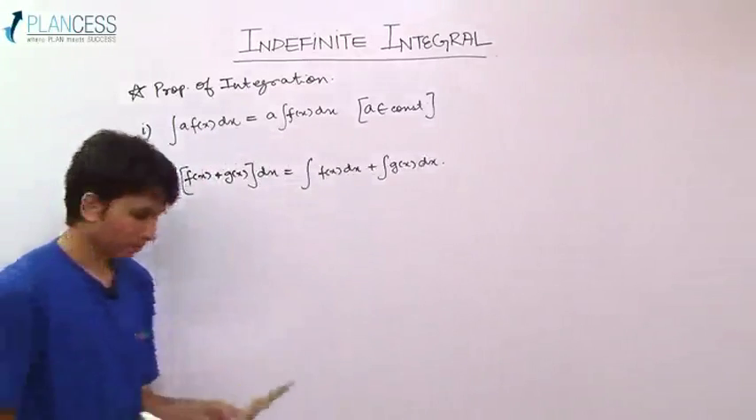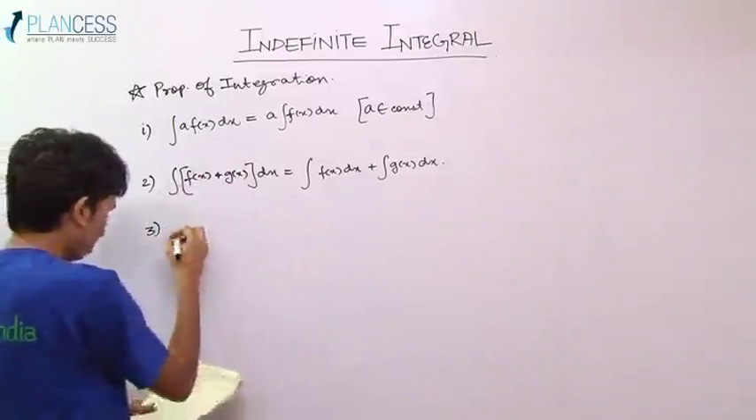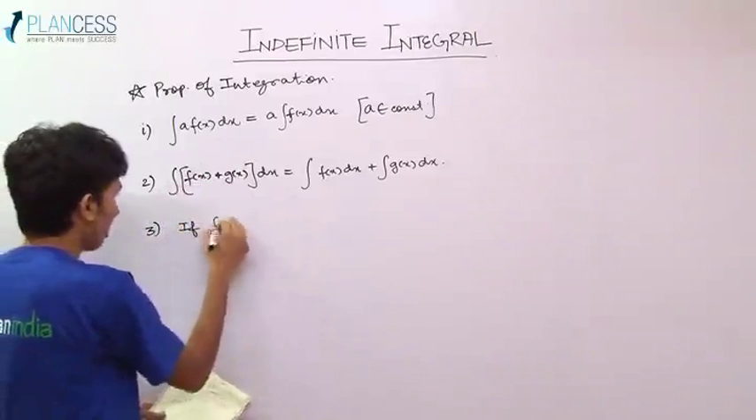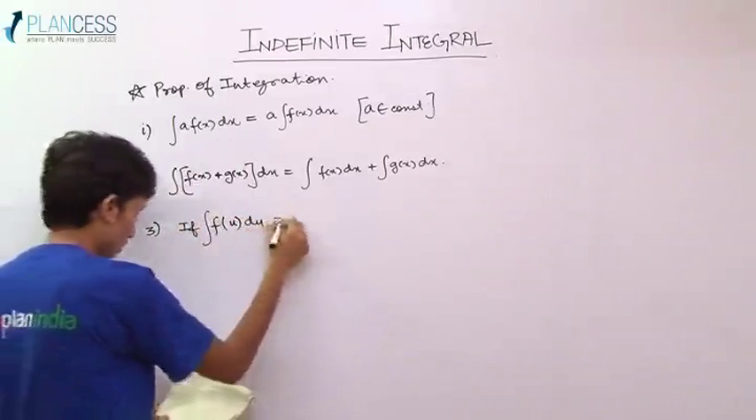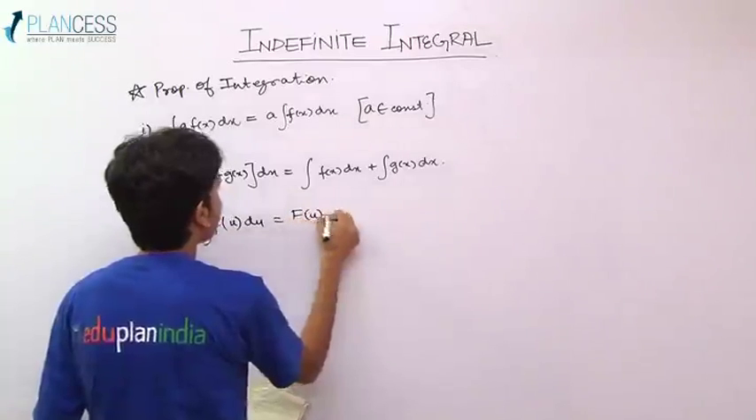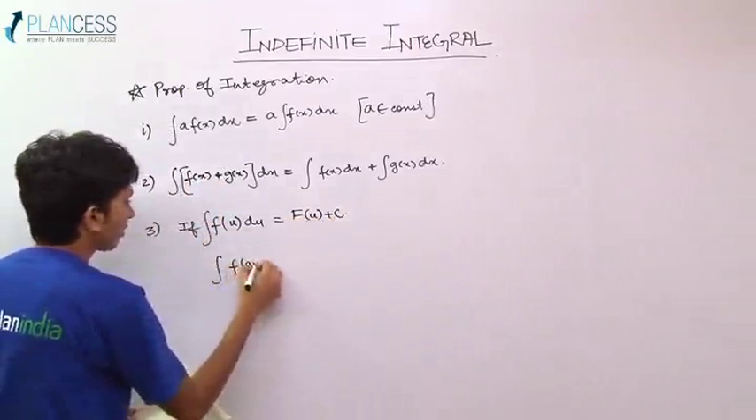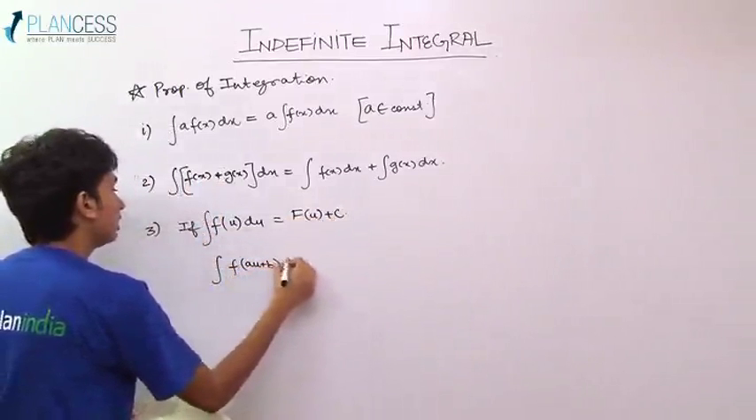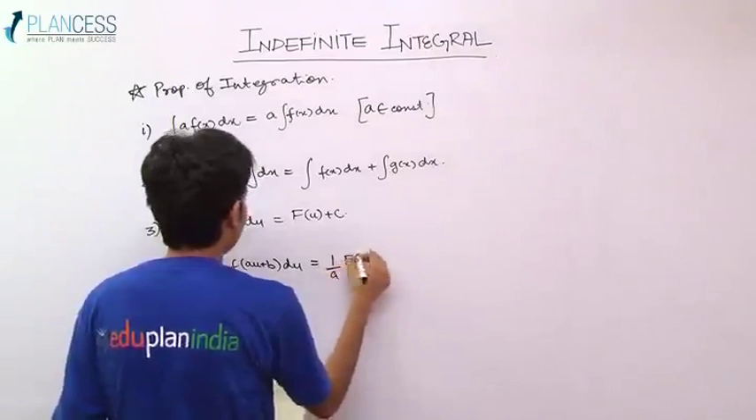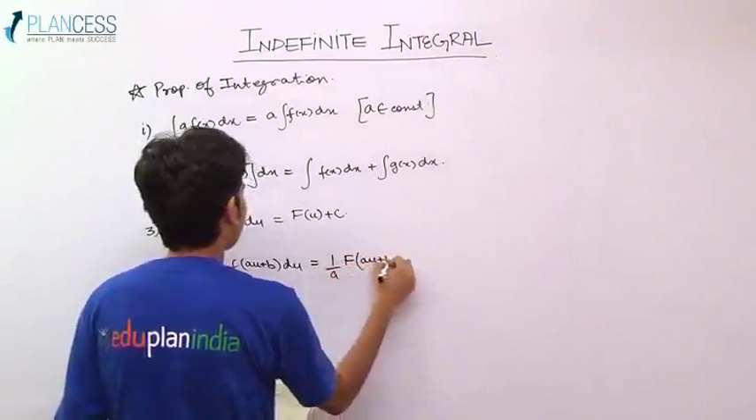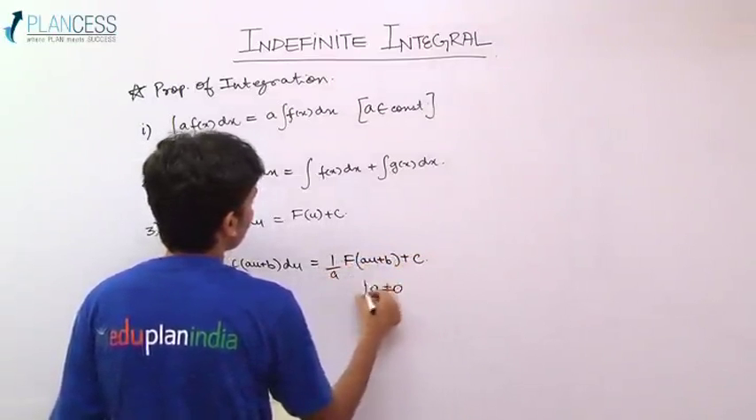So okay, now the third property is: if the integral of f(u) du is say F(u) plus c, then the integral of f(au plus b) du is 1 by a F(au plus b) plus a constant, and obviously a should not be equal to 0 here.